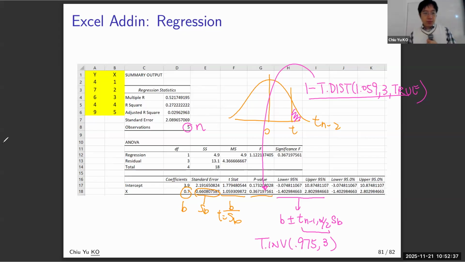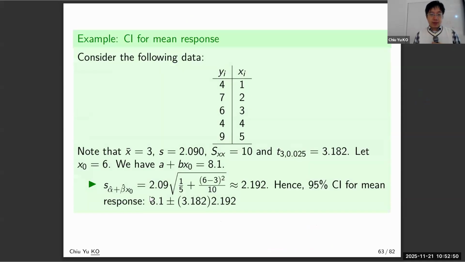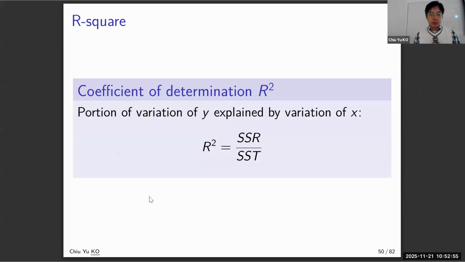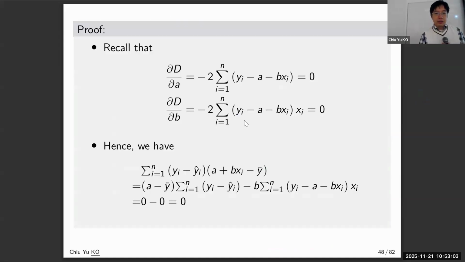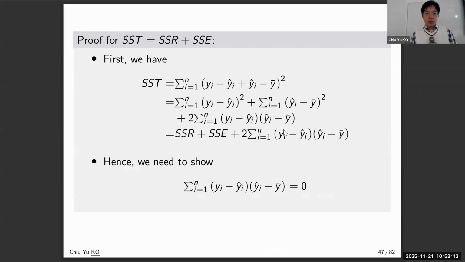Okay, so if there's no question, let me quickly talk about the R square. R square actually relates to ANOVA, but we define it as SSR over SST. But what is SSR and SST?